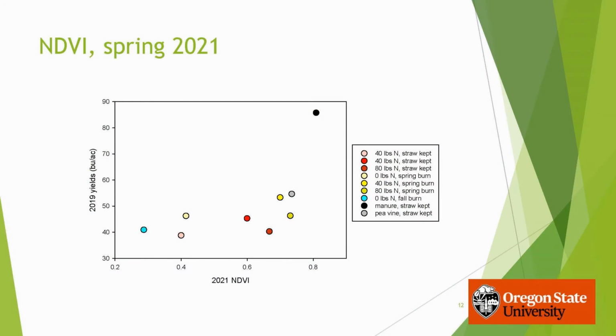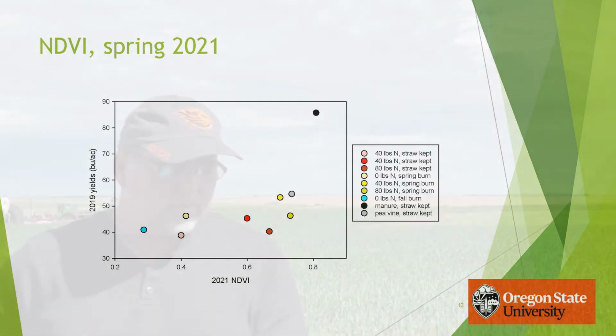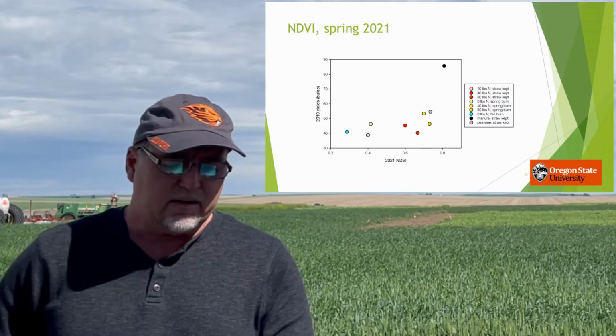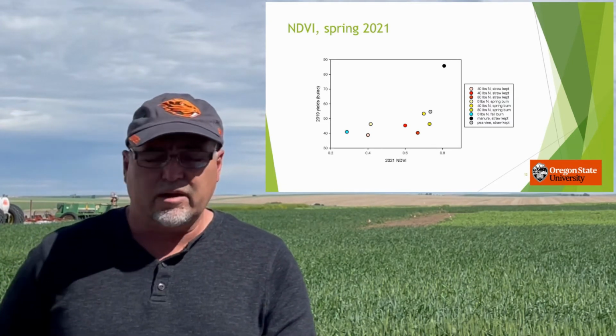So this slide shows the NDVI data in a different way now. We are comparing the NDVI on the x-axis with the crop yields from 2019 on the y-axis. And what it shows is that the relationship between current year NDVI and previous year's yields is not linear. So for example, the manure yield response is much stronger than what you would think looking at the NDVI data, or what the NDVI would indicate.